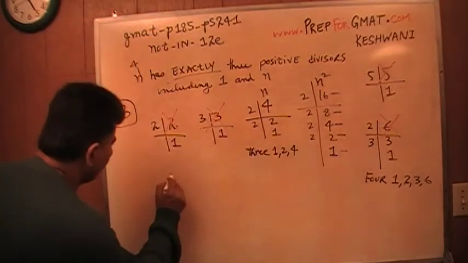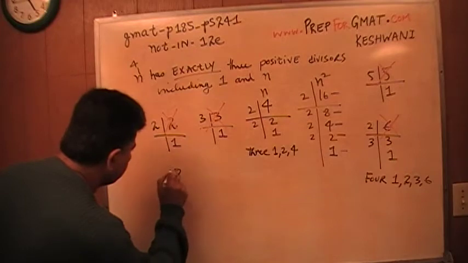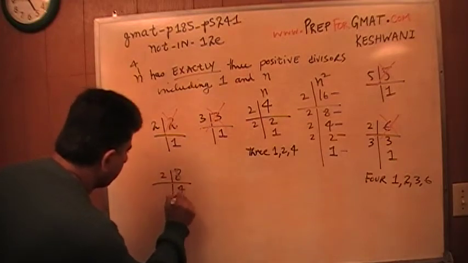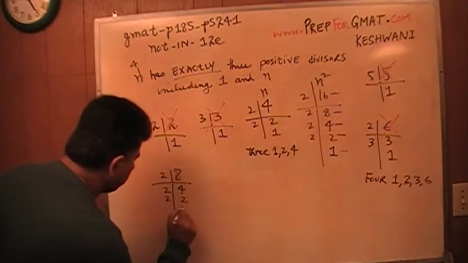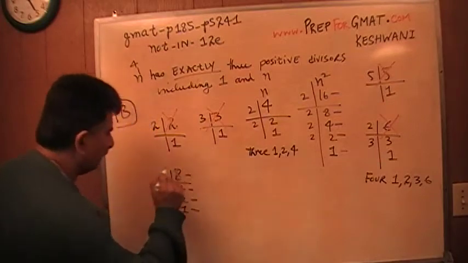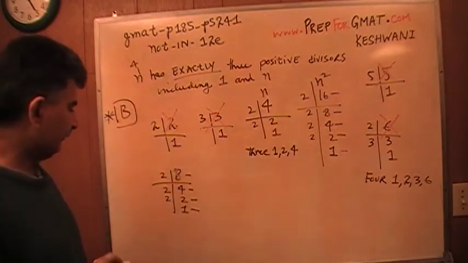Let's try 8. There we go. It has 1, 2, 4, 8. Oh, 8 does not work. 8 has 4 divisors. That's not going to work.